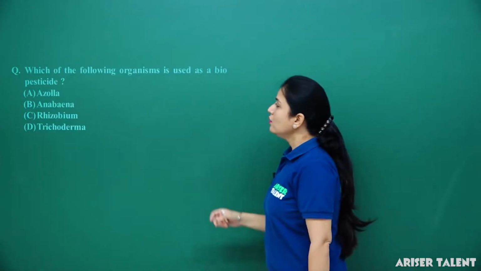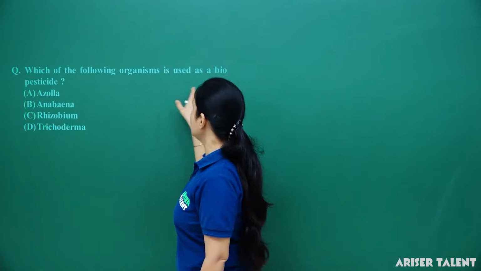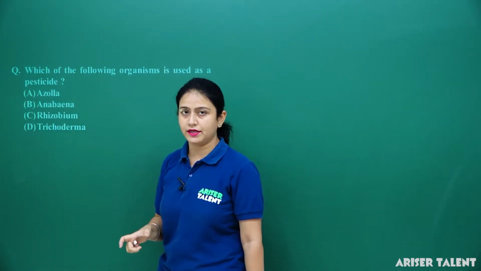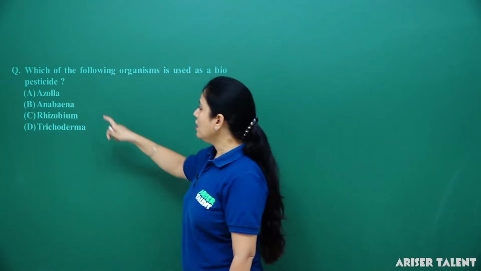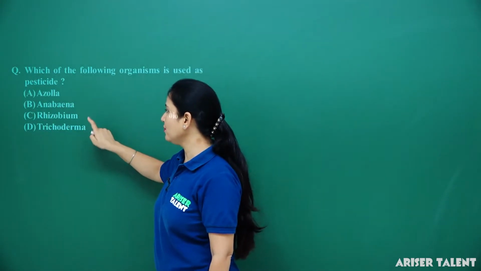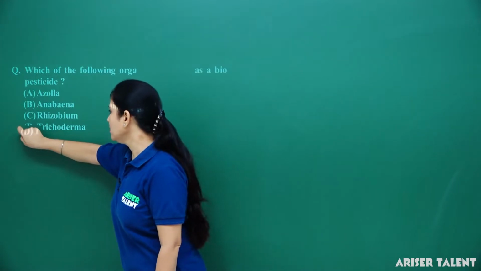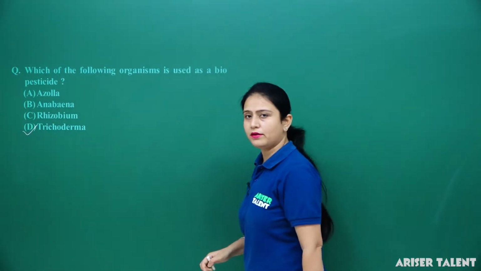Next is, which of the following organisms is used as a biopesticide? Biopesticide means generally it is organic in nature. Azolla, Anabaena, Rhizobium, Trichoderma. So the answer is D, Trichoderma.